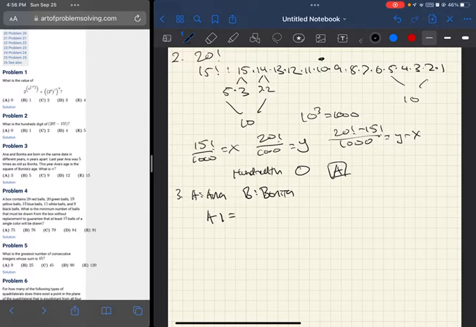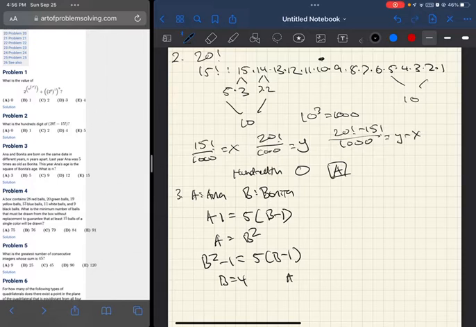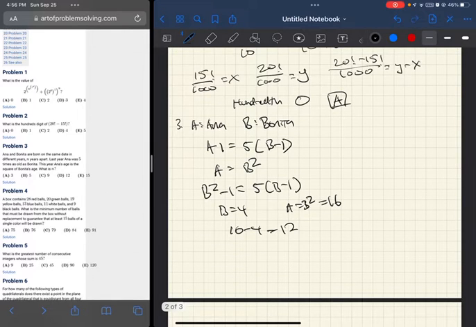A minus 1 equals 5 times B minus 1. And also we have A is equal to B squared. Thus we get B squared minus 1 equals 5B minus 1. And from this we get B equals 4, which means that A equals B squared equals 16. And then 16 minus 4 equals 12. And that is D.